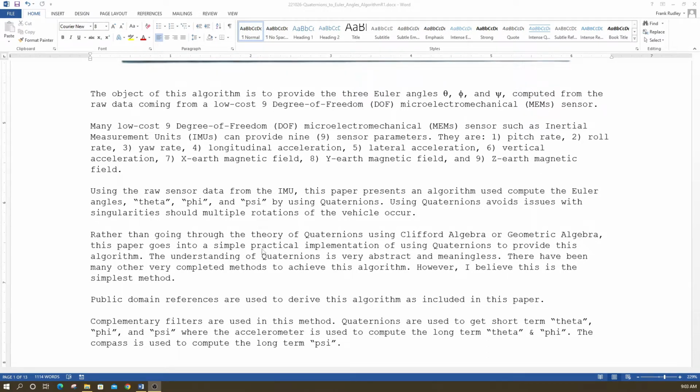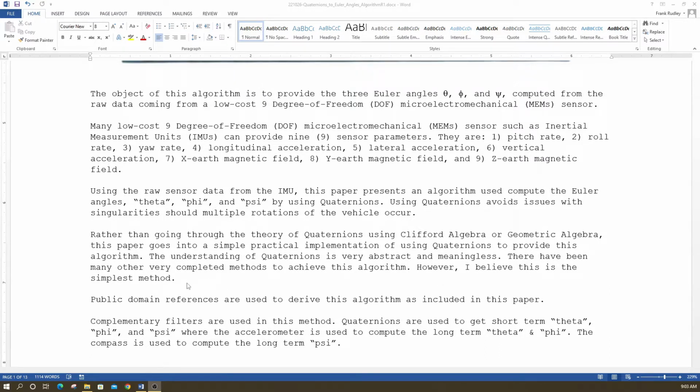Rather than going through the theory of quaternions using Clifford algebra or geometric algebra, this paper goes into a simple practical implementation of using quaternions to provide this algorithm. The understanding of quaternions is very abstract and meaningless. There have been many other complicated methods to achieve this algorithm. However, I believe this is the simplest method.